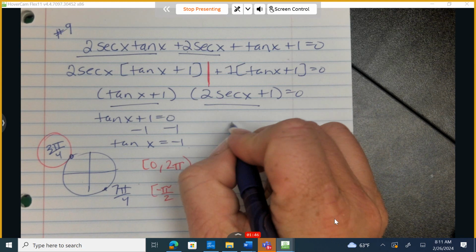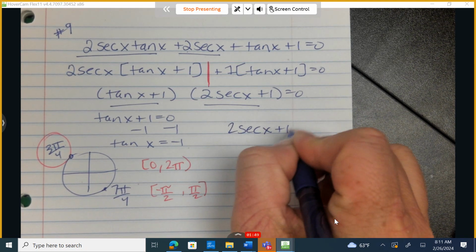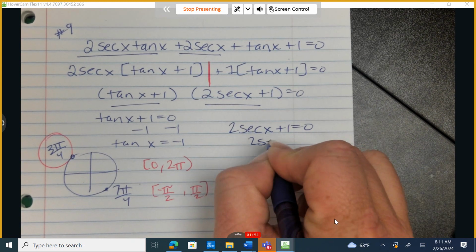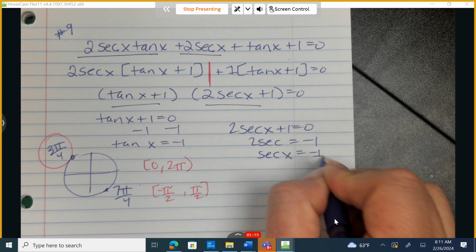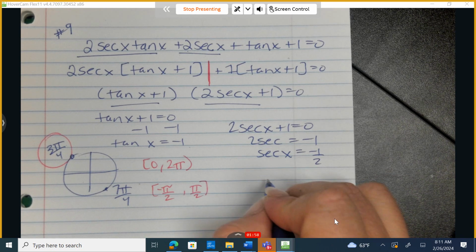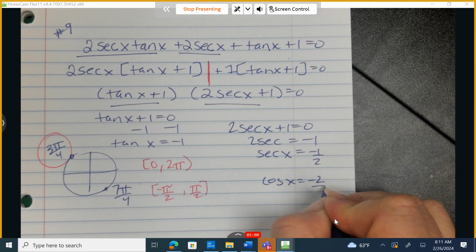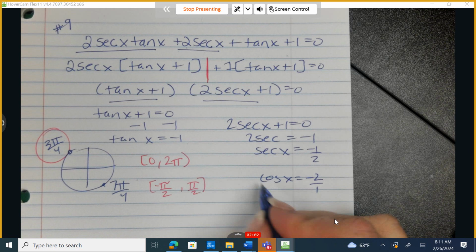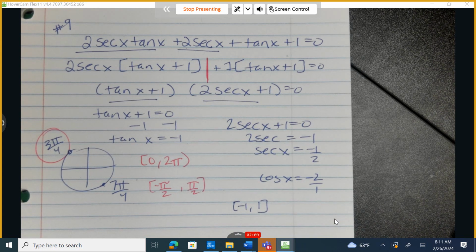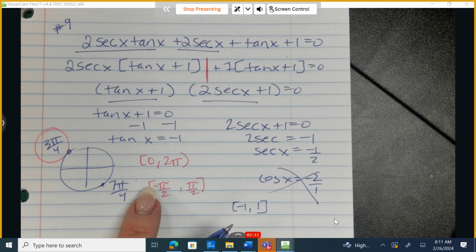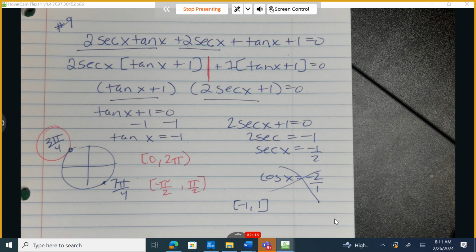Now let's go on to this part. So then I have 2 secant of x plus 1 equals 0. I'm going to subtract 1 to the opposite side. Then I'm going to divide by 2. And then I recognize that secant is a reciprocal of cosine. And remember we just spoke about in the previous problem that cosine runs between the range of negative 1 to positive 1 on the unit circle, and negative 2 is outside of that range. And so we only have one answer, ideally of just 3 pi over 2. Again, I would not mark it wrong because of what our answer key says, but this is ideally just what we want for number 9.